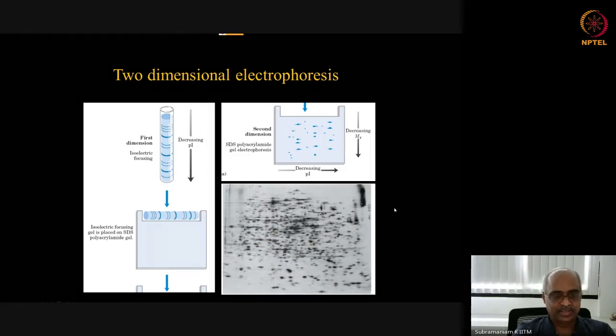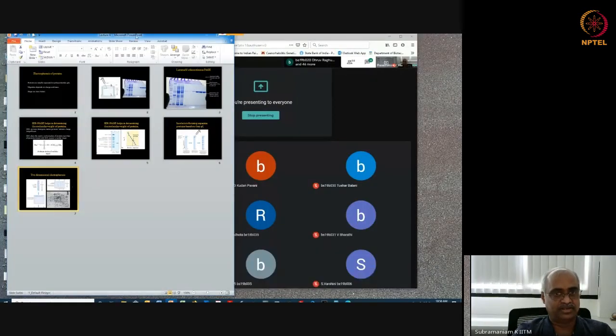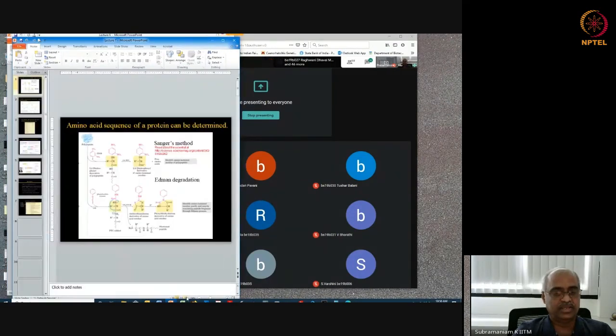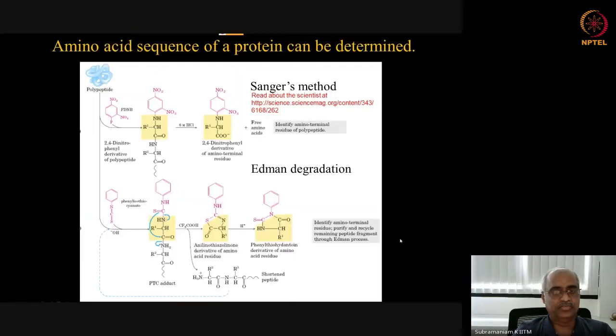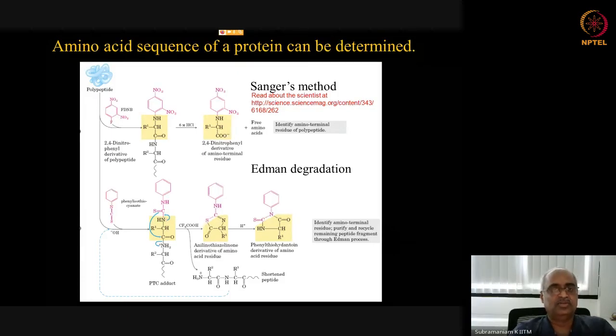Okay, so next what we are going to do is I'm going to open a different PowerPoint. Here our goal is: how do I find out the amino acid sequence? What is at one end, and what is next, and what is next? It's a polymer, and I would like to know all the amino acids in the sequence they appear in the given polypeptide chain. So, sequencing a protein. That is the topic here.